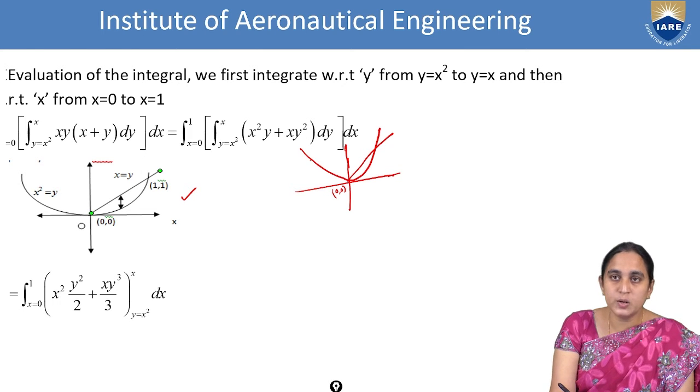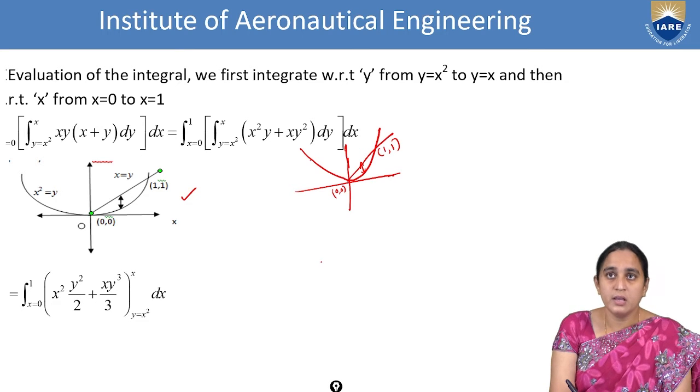Where the two are intersecting, before the calculation we got the intersecting points at 0, 0 and 1, 1. These are the intersecting points for the parabola and the straight line. From that diagram, now we can take the limit points of y and x.